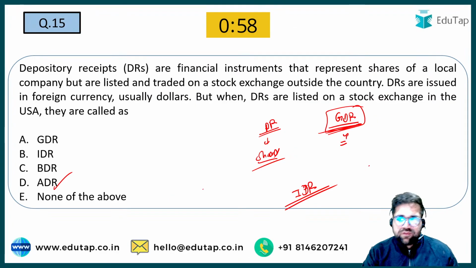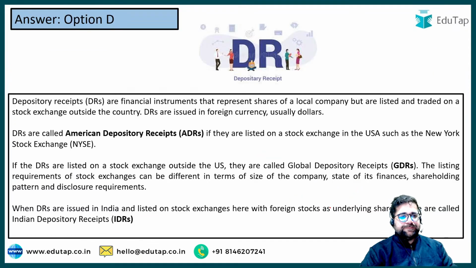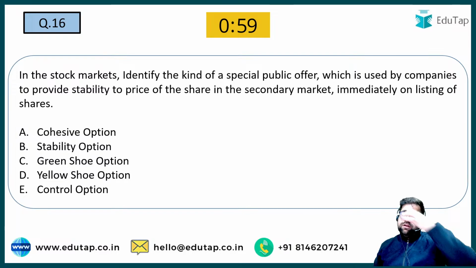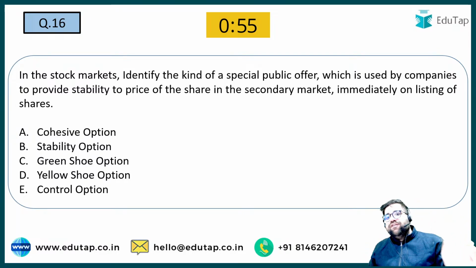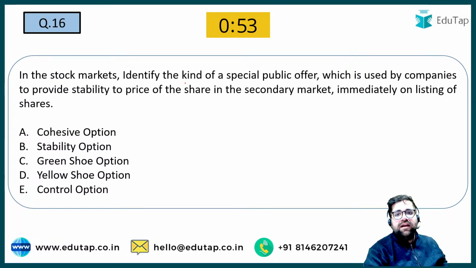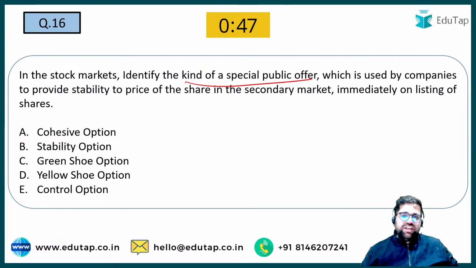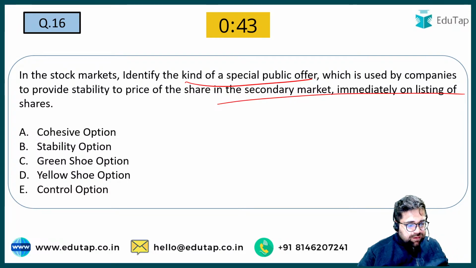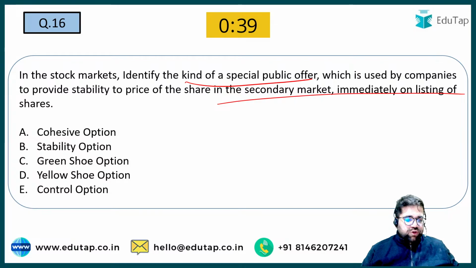The answer of this question was ADR, which is American Depository Receipts. The next question, Question 16. In the stock markets, identify a special public offer which is used by companies to provide stability to the share price in the secondary market immediately on the listing of the shares. Is this known as cohesive stability, green shoe option, or yellow shoe option?